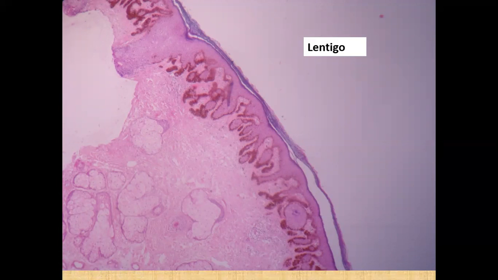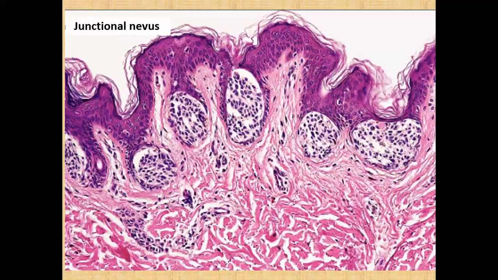This appearance is called the dirty socks on a rope appearance. That is, if the socks are dirty and hang on a rope, it will give a similar kind of appearance. Even lentigo will not be classified as a benign melanocytic tumor. However, the junctional nevus can be called a benign melanocytic tumor.